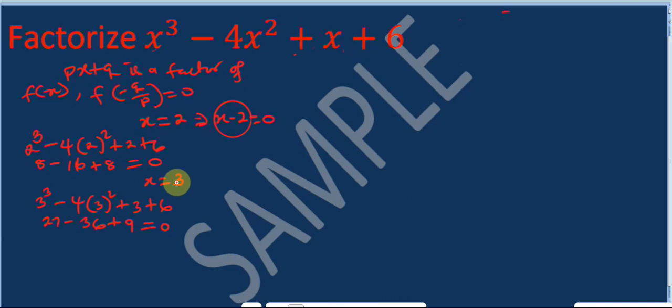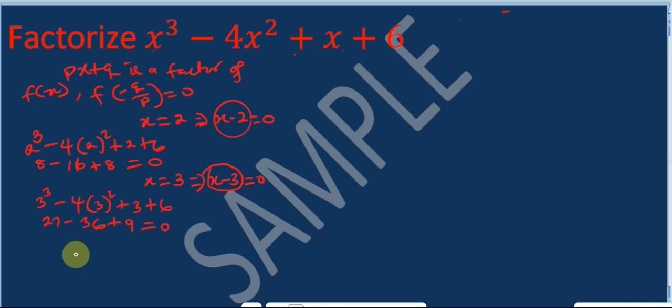And remember, when x is equal to 3, it's the same thing as x minus 3 equal to 0. So when you collect like terms, this becomes x minus 3 is equal to 0. So x minus 3 is a factor.